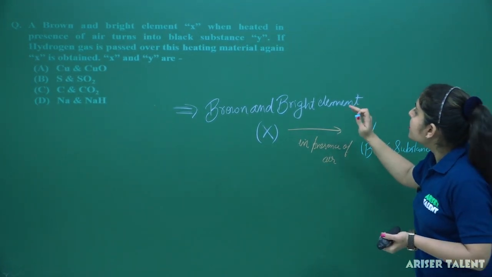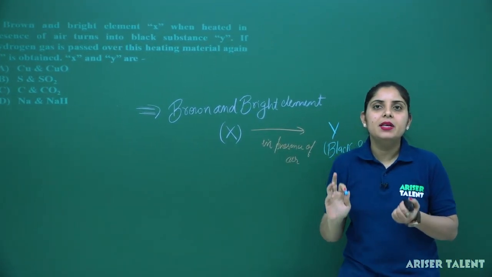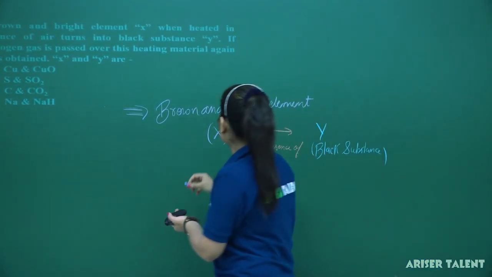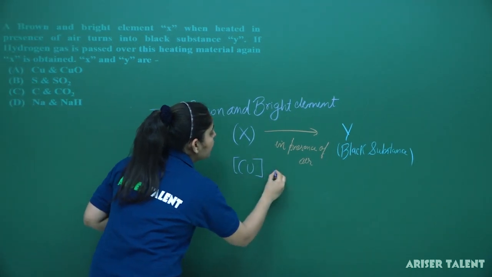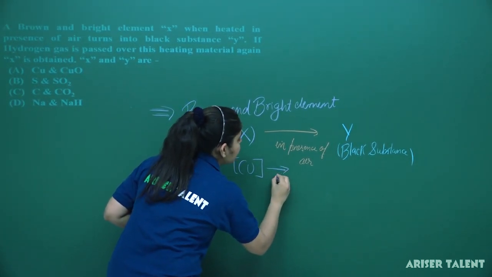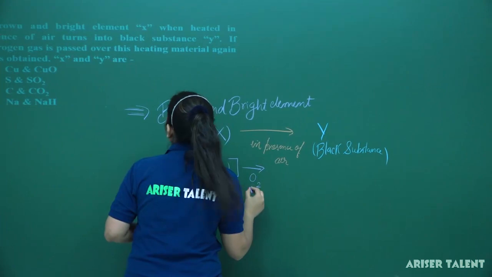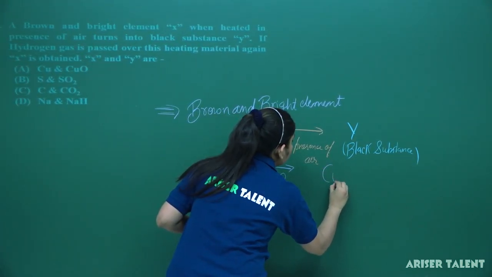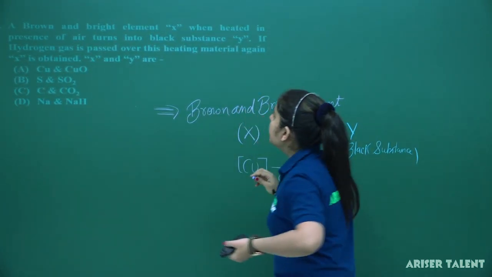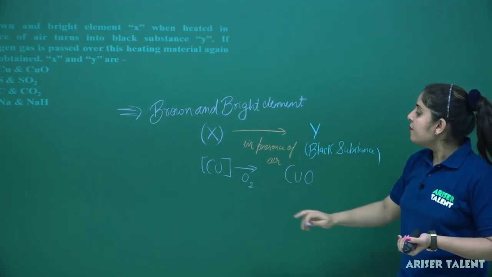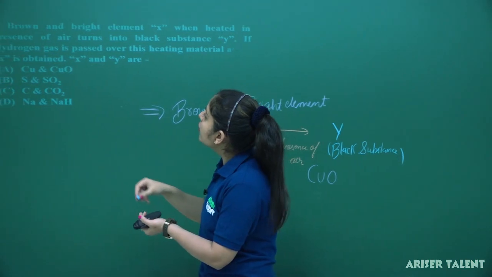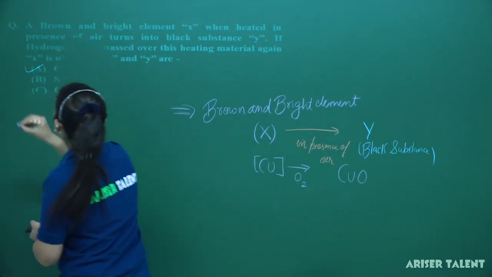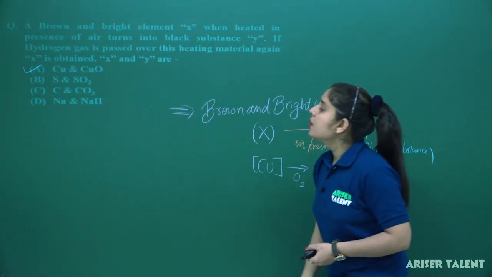If the substance is brown and bright in color, it means it must be copper. If I am going to heat copper in the presence of oxygen, what will I get here? I will get copper oxide. So the correct answer here will be Cu and CuO, that is copper and copper oxide. So option number A will be the correct answer for this question.